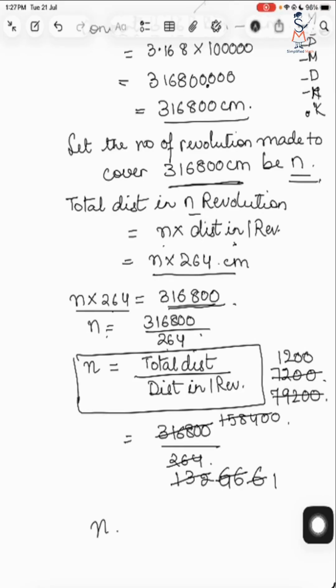So the number of revolutions it is making to cover a distance of 316800 centimeter is 1200 revolutions. Fine, understood?